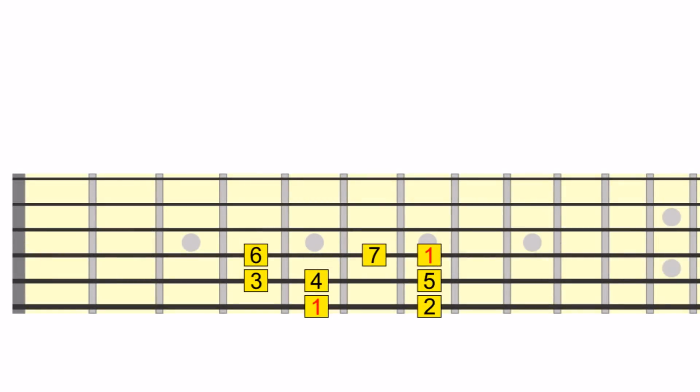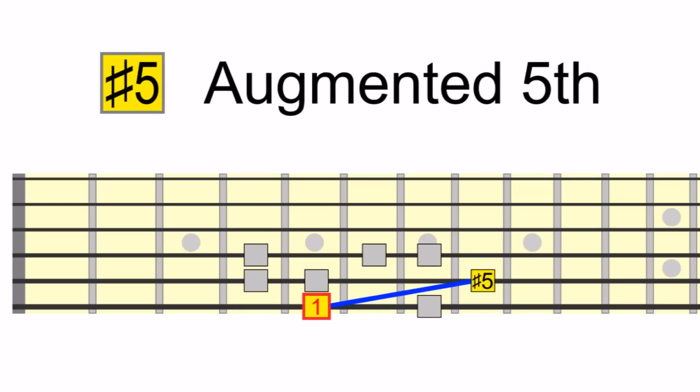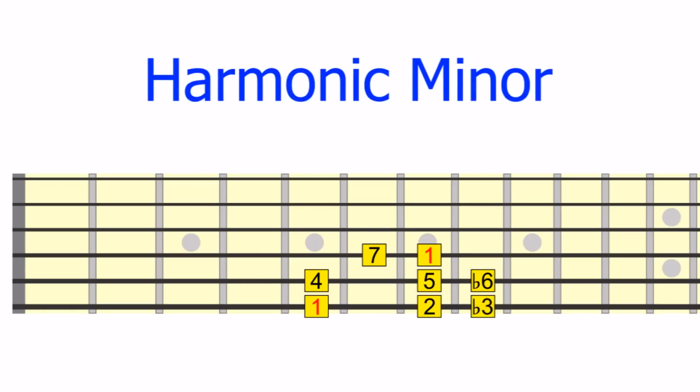We could also raise the 5th, giving us a sharp 5, also known as an augmented 5th. But based on the numbering rule we just established, if there's already a 5 in the scale, the sharp 5 position becomes a flat 6, or minor 6th. For example, you'll hear the minor 6th being used in scales such as Harmonic Minor.